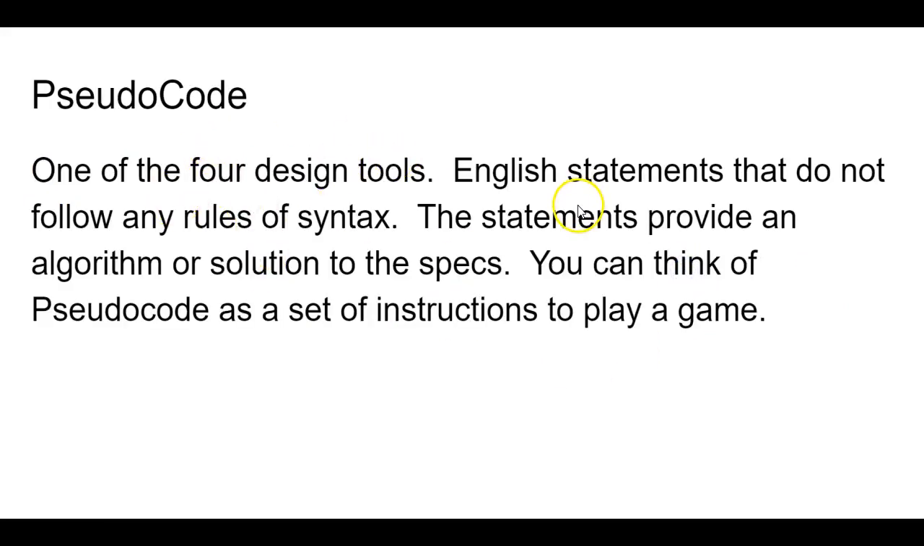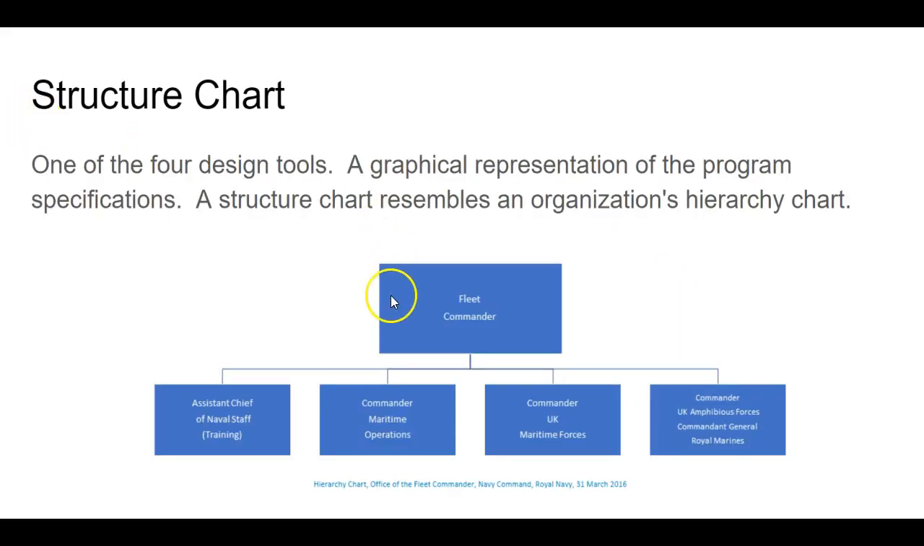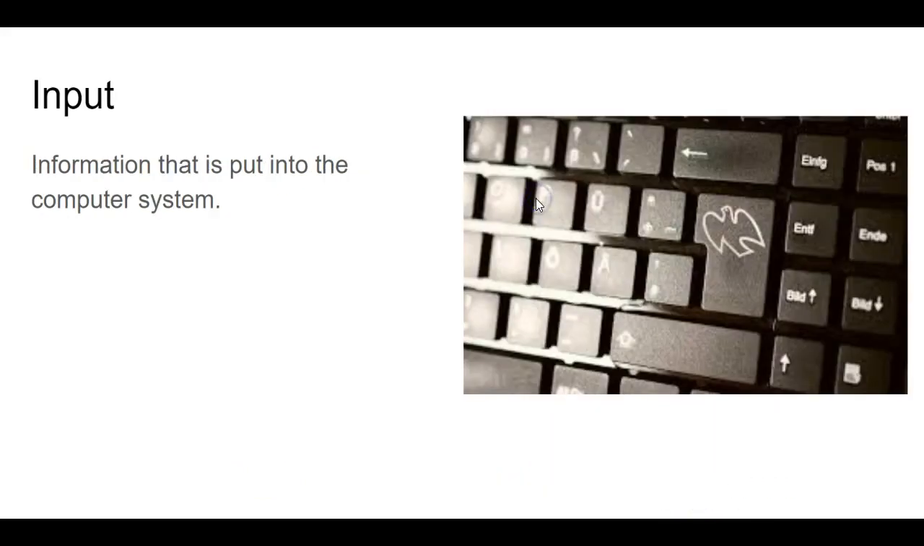PseudoCode is one of my 4 design tools. It's nothing but English-like statements, doesn't follow any kind of rules or anything. It's just do this, do that, do this, do that. Flowchart uses these fancy little symbols to create a diagram that represents the flow of the program. And a structure chart is more like an organizational chart. This is the top of the hierarchy, and these are all on the same branch, and then I can have things underneath each of these. We'll talk about all those throughout this semester.